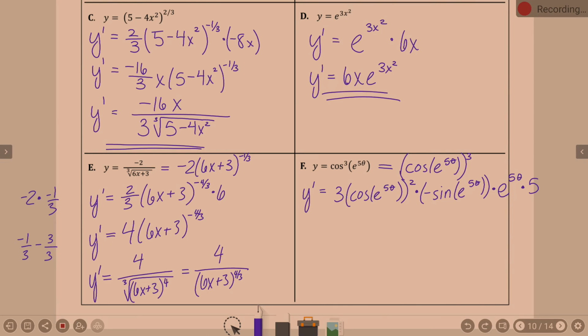Okay, is that our final answer? I think it should be. We can clean it up a little bit, but all the pieces are there. Although, I'll be honest, there's not a ton of cleanup you can do. There is some I would encourage.